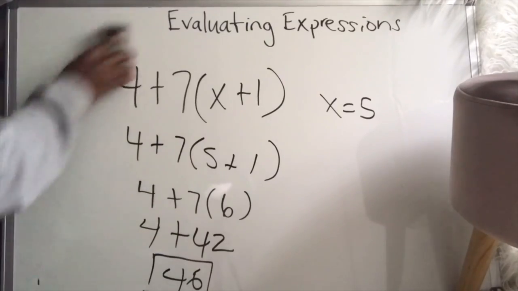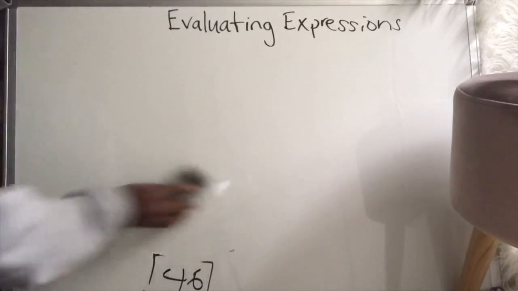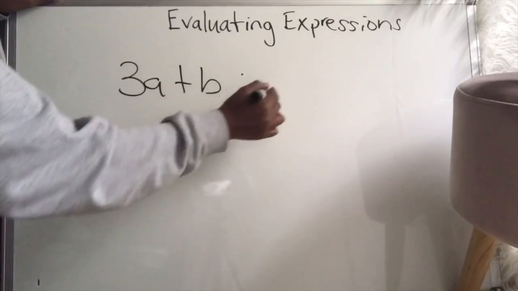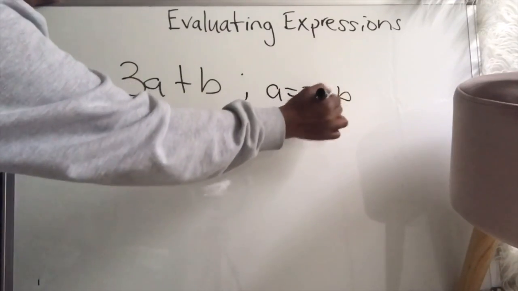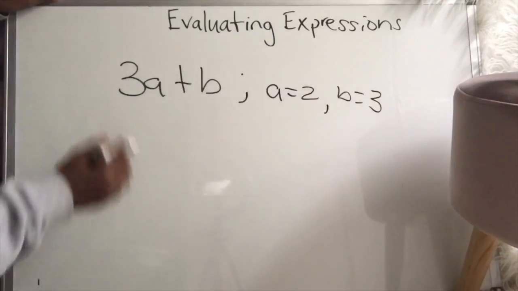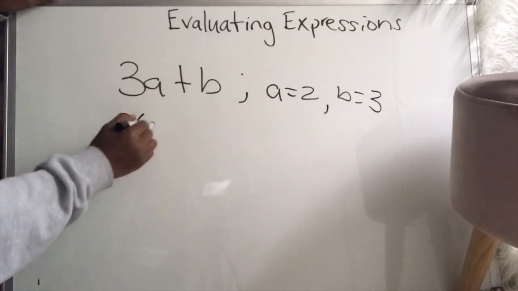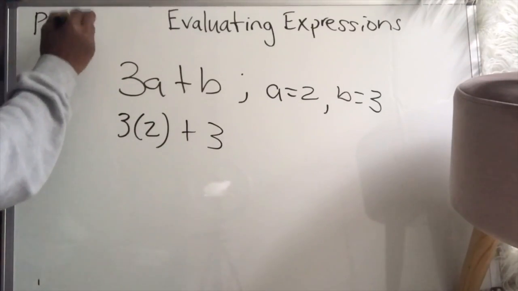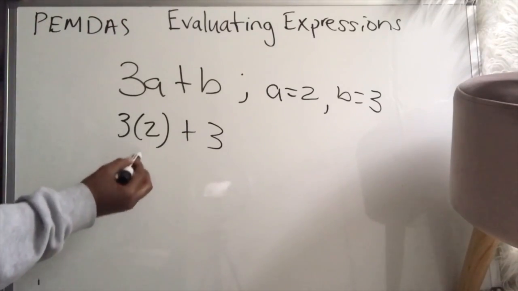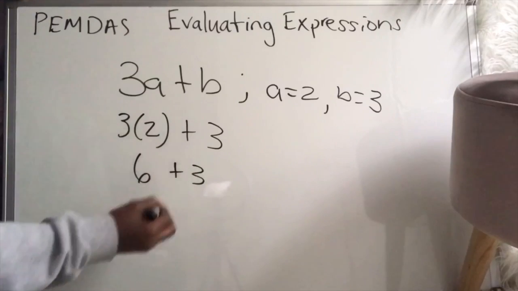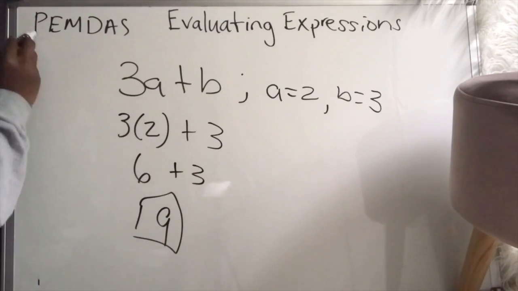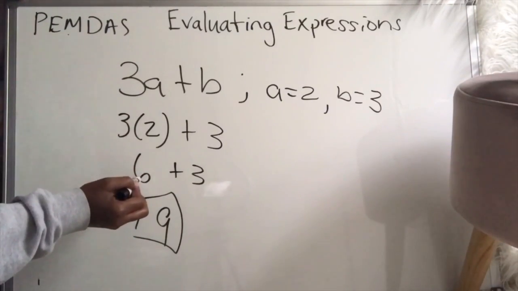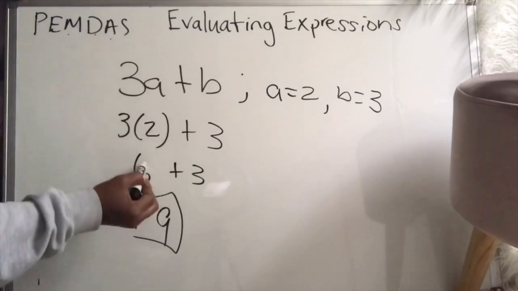What if we have more than one variable? Let's try some different variables. So we have 3a plus b, and a is equal to 2 and b is equal to 3. So 3 times 2 plus 3. Once again, write down that 3 times 2 is 6. 6 plus 3 is 9. Remember, parentheses, exponents, multiplication, we had that. That's why I did 3 times 2 is 6. No division, we had addition. 6 plus 3 is 9.